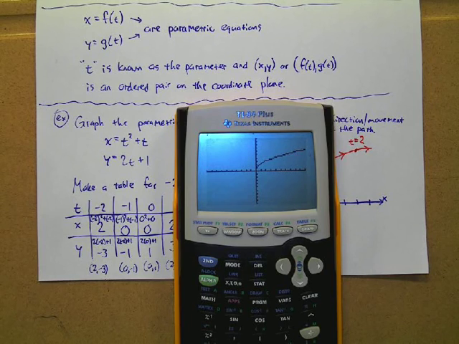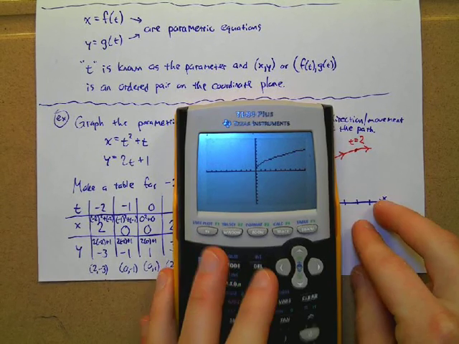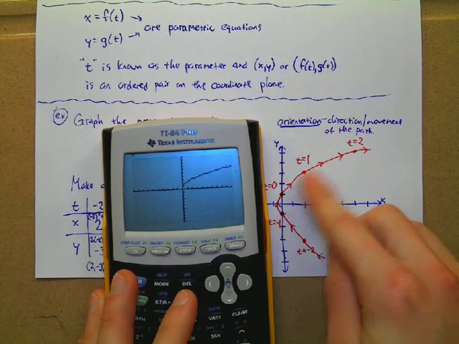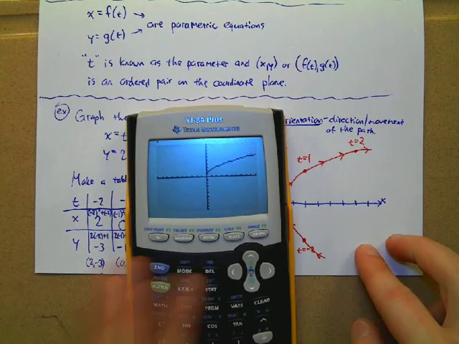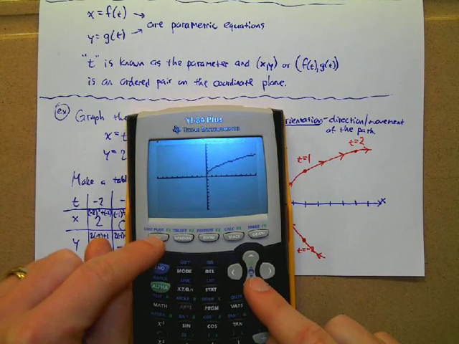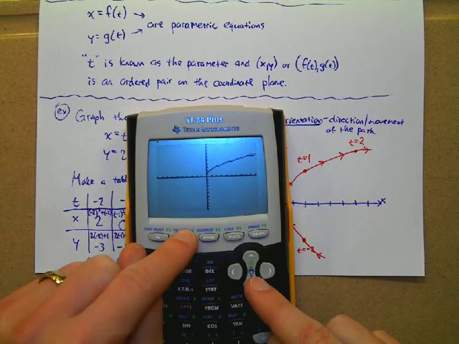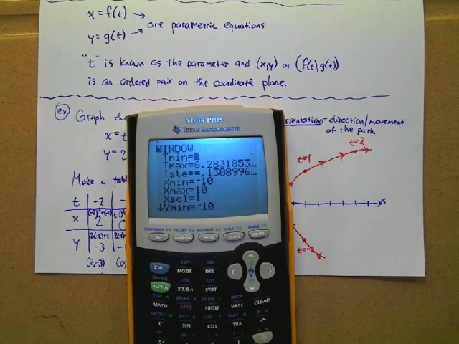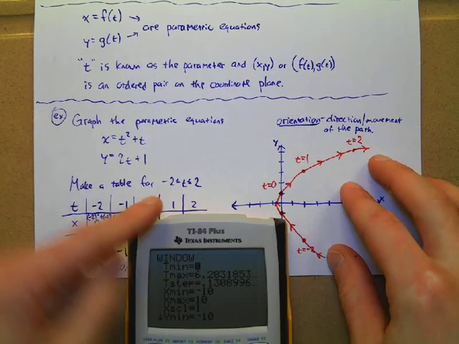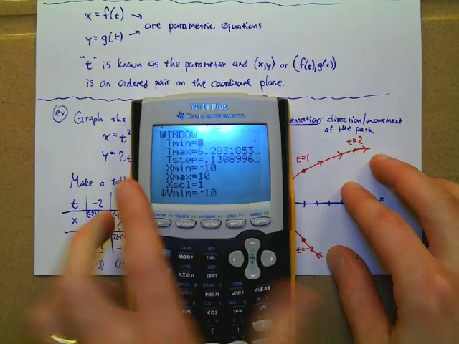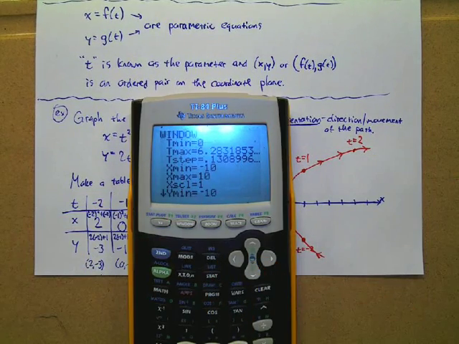You can see here that the minimum t value that was graphed was 0. But we want t values between negative 2 and 2. So instead of going from 0 to 6.28, we'll go from negative 2 to 2. And let's make our t step 1 and see what happens. I think it should still be okay. There it is. There's the piece of graph that we have graphed there.